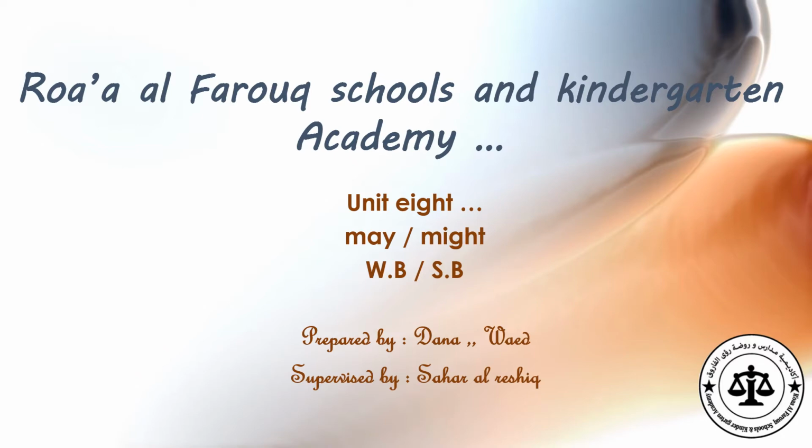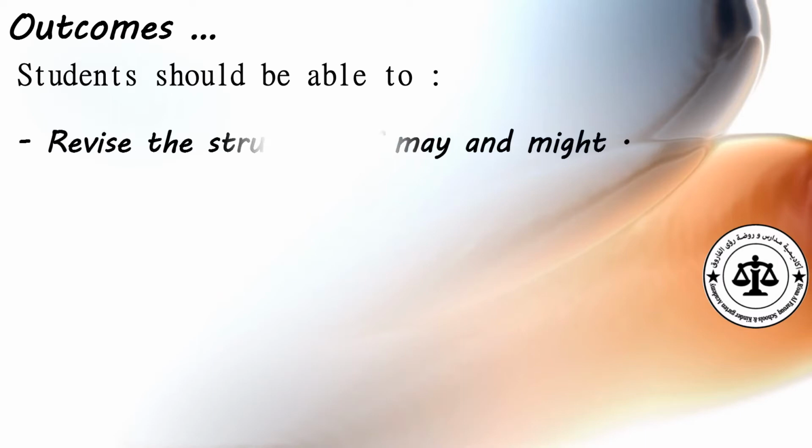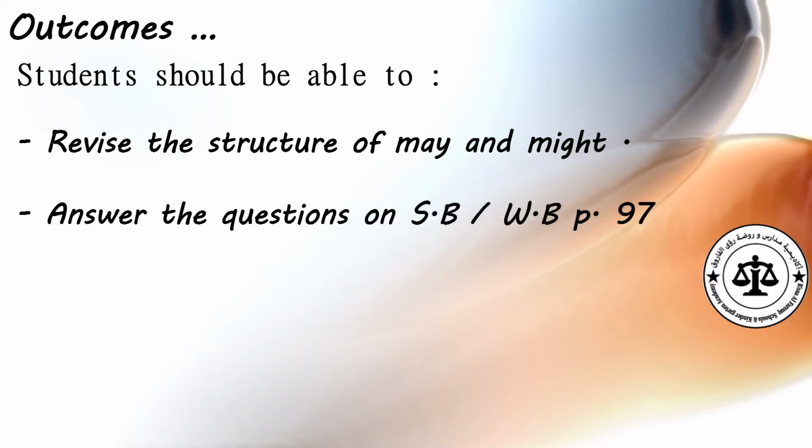Today we are going to complete the structure of may and might by answering the questions in your workbook and the student's book. So please prepare your books and be ready for our class. The outcomes of our lesson today, students, should be to revise the structure of may and might, and we said that we use may and might for possibility in the future. And we will answer the questions on student's book and workbook page 97. So let's start.